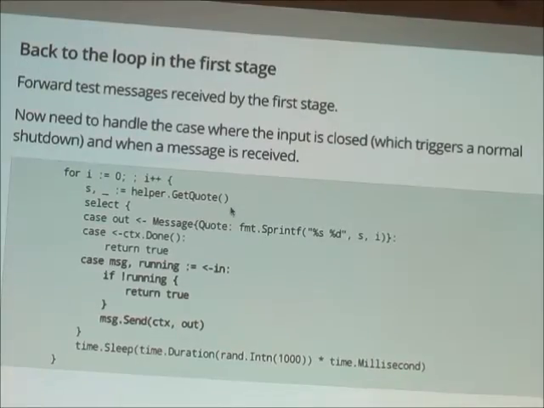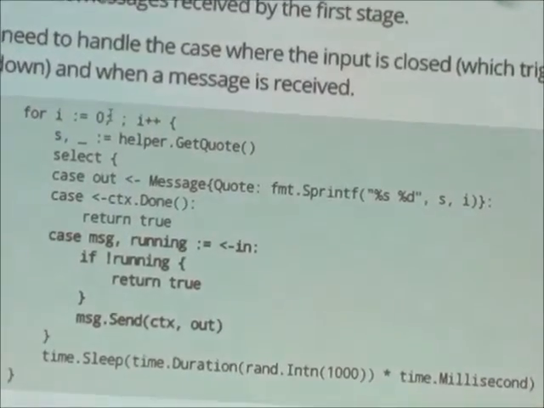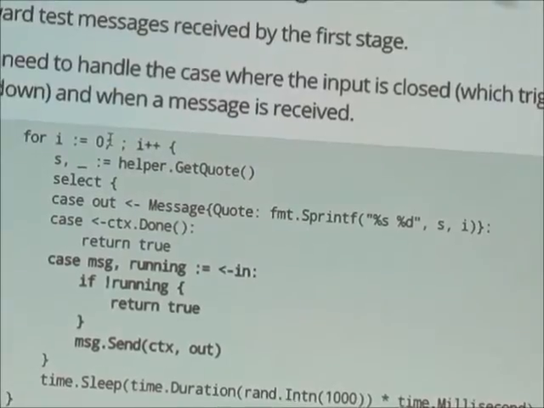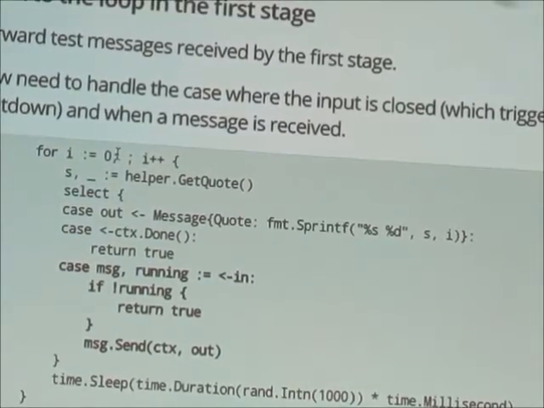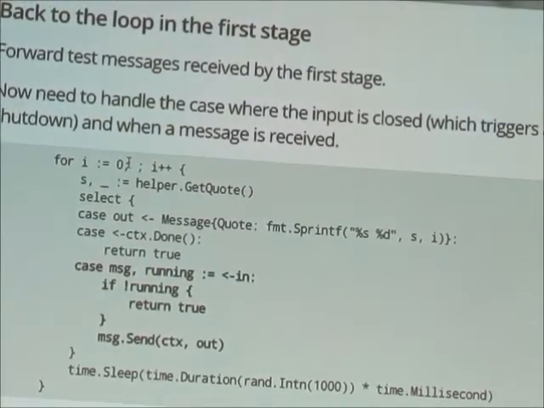Essentially, that first stage that's generating the quotes on the timer, we basically want to adapt that so that if we get a test message on its input channel, we pass it through to the output. But we also need to handle the case where we close the input channel, because that was our normal shutdown case. So we need to handle the case where either we're receiving a test message or we're shutting down that input channel. Does that make sense? Cool. So it's getting a little more complicated.